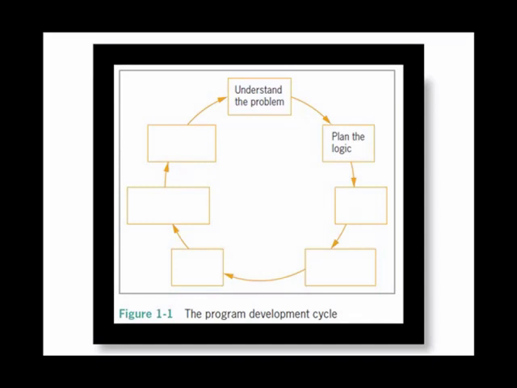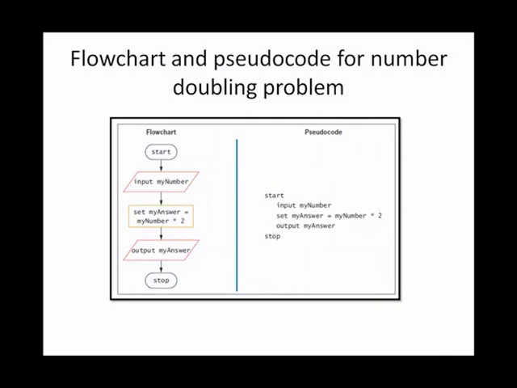We then talked about planning the logic to that problem, and we used two tools, a flowchart and a pseudocode, to show the logic. The flowchart and the pseudocode look very similar. Both allow a user to input a value called myNumber. In both cases, you set myAnswer equal to myNumber times 2, and then you output myAnswer and stop the program.